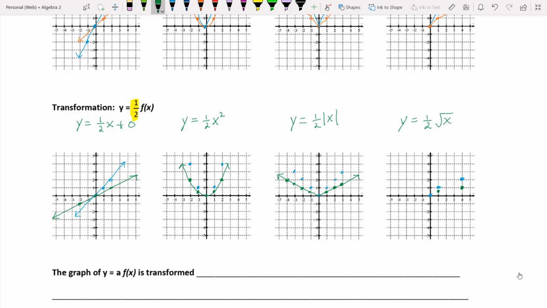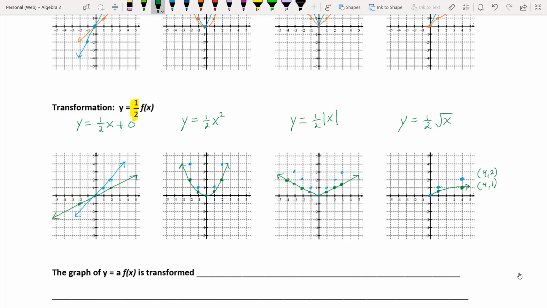Now look at the coordinates of these 2 points at the end here. The coordinate on this far point up above in blue is (4, 2). The point below it is (4, 1). It's half the height of the blue point. Why is it half the height? Because there's a 1/2 in front of my square root.